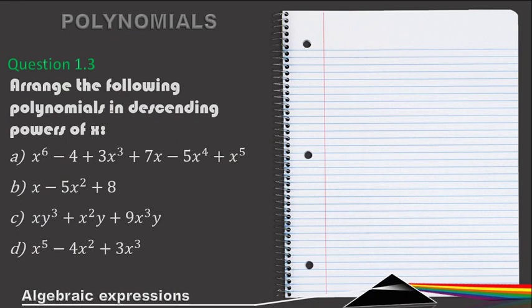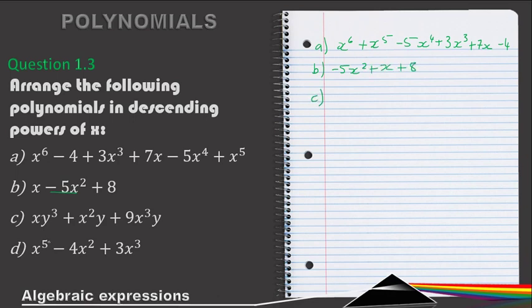Question 1.3. So all of these we just basically need to write in descending powers of x. Okay, so in this one we have x to the power of 6 first, and then x to the power of 5, and then minus 5x to the power of 4, then plus 3x to the power of 3, and there is no x to the power of 2, then there's plus 7x and minus 4. Then b, so this one goes first, minus 5x squared plus x plus 8.